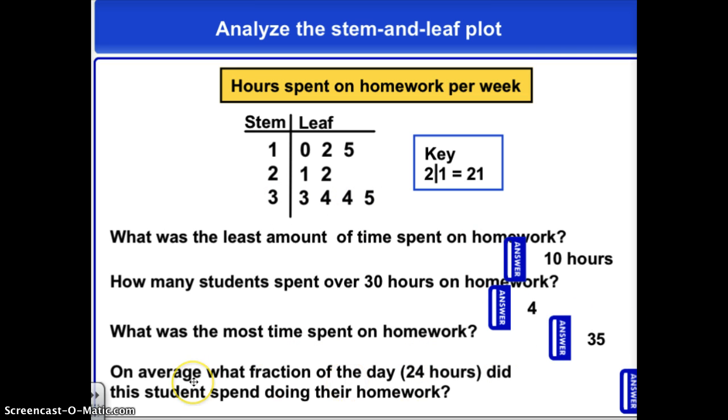35. And on average, what fraction of the day did the student spend on homework? 35 hours per week. How many hours are there in 7 days? 5 out of 24. If you divide 35 by 7 days a week and 24 hours in that one day, 35 divided by 7 gives you 5 hours per day.